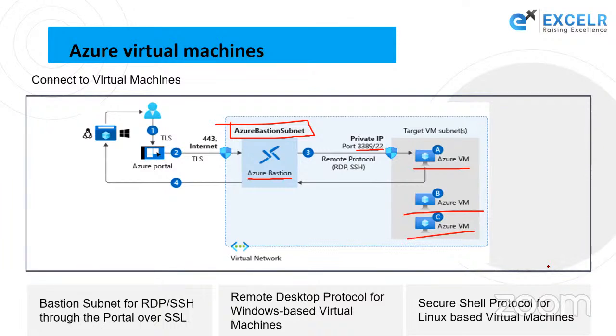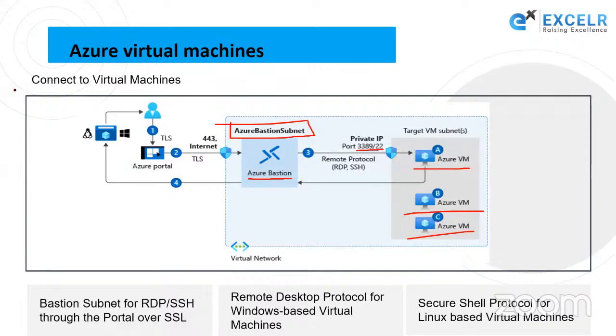Then whatever the Azure Bastion host, it is going to sit into a subnet whose name is fixed. Okay, you cannot change the name of this Bastion host subnet. The name of this is AzureBastionSubnet. You cannot change this name of this subnet. You have to give the same name, then only it will work, otherwise it will not work.